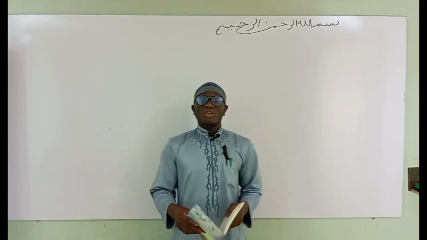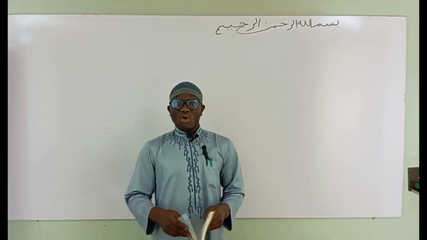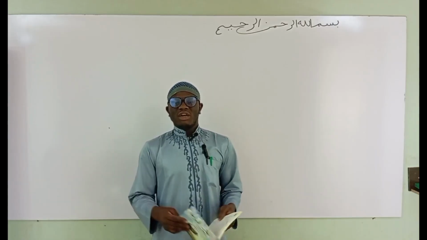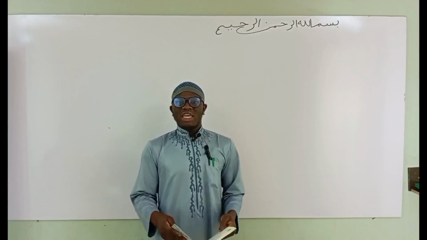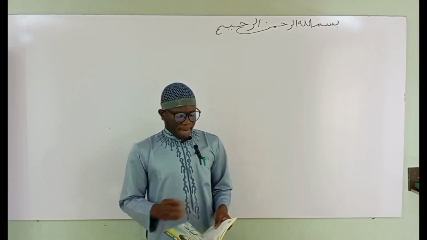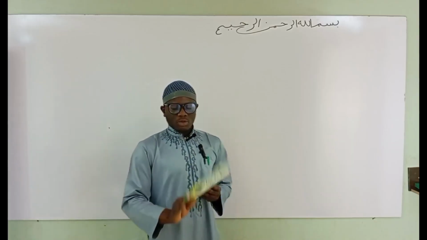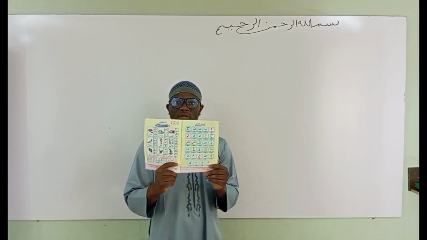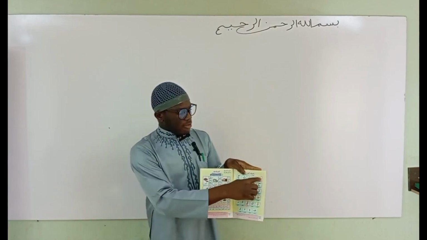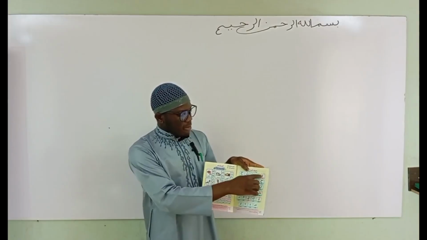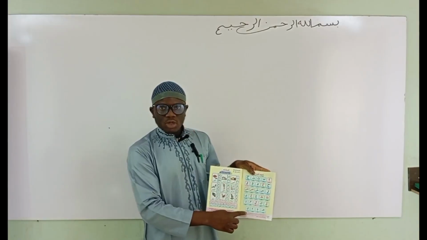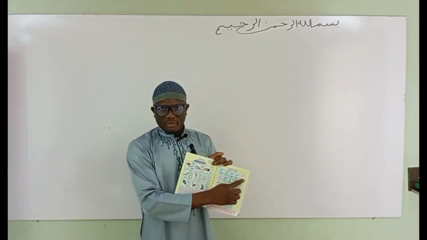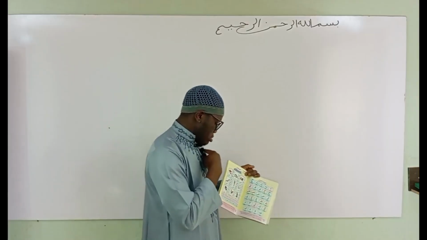So now, as we all know, the first thing anybody gets to learn is the alphabet: how to identify each and every alphabet and how they are pronounced. If you look at this page here, we have from Alif down to Ya. The first alphabet here is Alif. So this is Alif here.